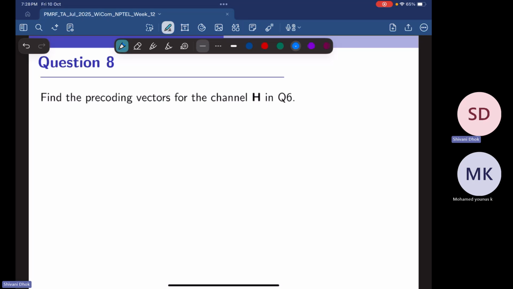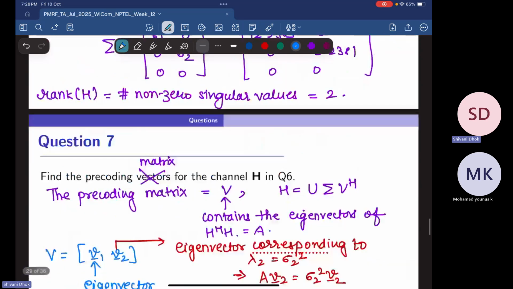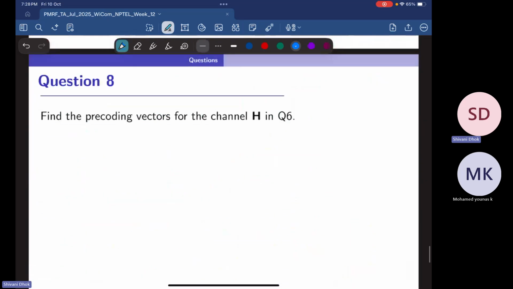So the next question says, find the pre-coding. Wait a minute. Yeah, sorry, there is a typo here. Not pre-coding. We now want to find the combining matrix for the channel H in question number 6.